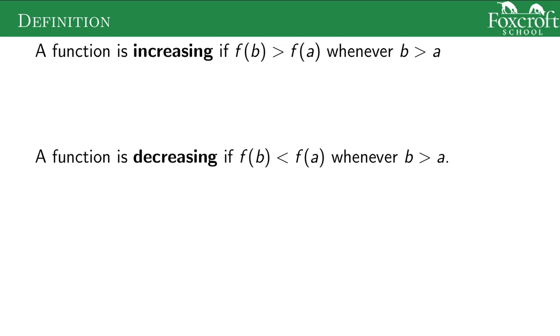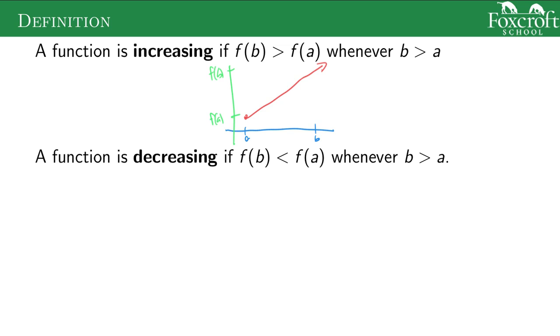And here's the definition. A function is increasing if f of b is bigger than f of a, whenever b is greater than a. So if we think about what that looks like on a graph, b is bigger than a, so b is on the right, and a is on the left. And if f of a is less than f of b, that means f of a is lower than f of b. Think about starting at the A point and going to the B point, we'd be going in the upward direction. So increasing just means your graph is going upward.